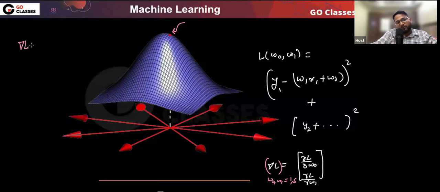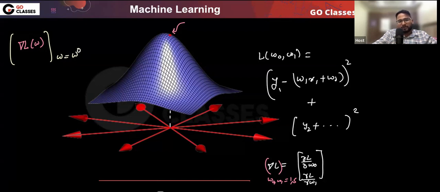At this point, I will be finding out the gradient of this function. Okay. At this particular point, let's suppose this is W equal to W naught, or maybe W tilde. So basically at this particular point, which is W tilde, I will find out the gradient at this particular point. Okay. At this given point.